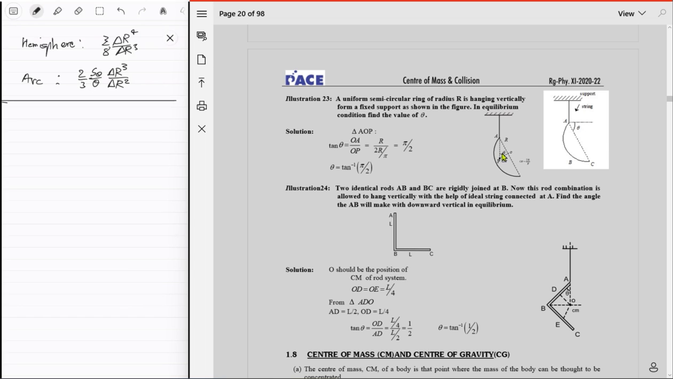Right, of course. You can see it's already torque and all that stuff. So it's hanging like this, and then you want to find what? It's a semicircle. It doesn't look like that though. In equilibrium condition, find the value of theta. Okay, definitely can do this. No big deal. So it's hanging. You take any point and figure out the torque about that point. It should be zero because it's not rotating, it's stationary.